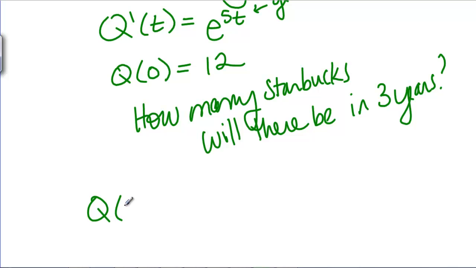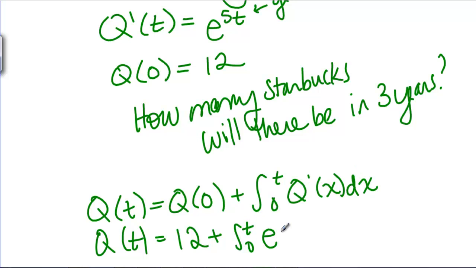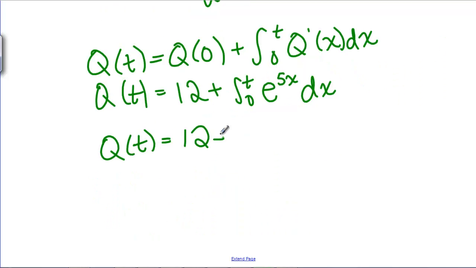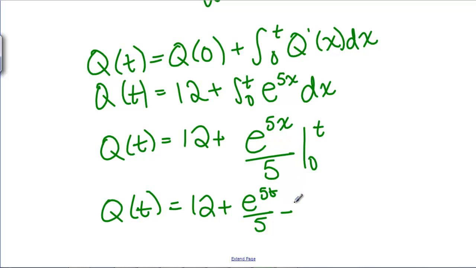Well, the quantity of Starbucks at any time t is equal to the original quantity plus the integral from 0 to t of the rate of change of the quantity. So the quantity at any time t is 12 plus the integral from 0 to t of e to the 5x dx, which is 12 plus e to the 5t divided by 5 from 0 to t. Now be careful here because e to the 0 is 1, not 0. So it's 12 plus e to the 5t over 5 minus 1/5.